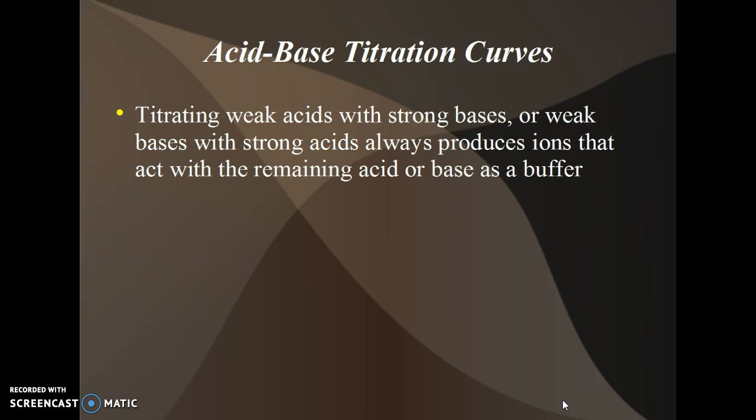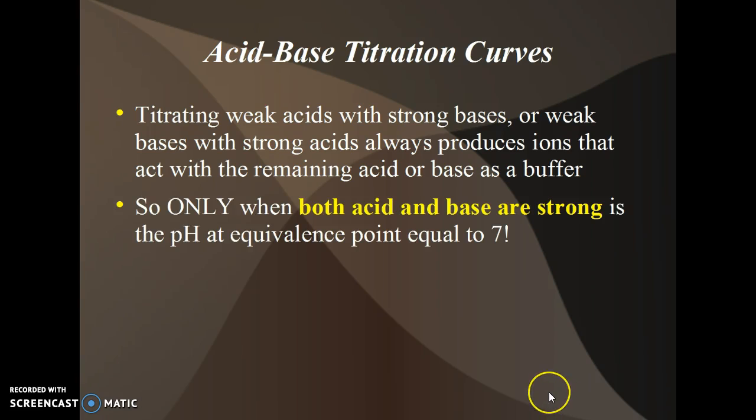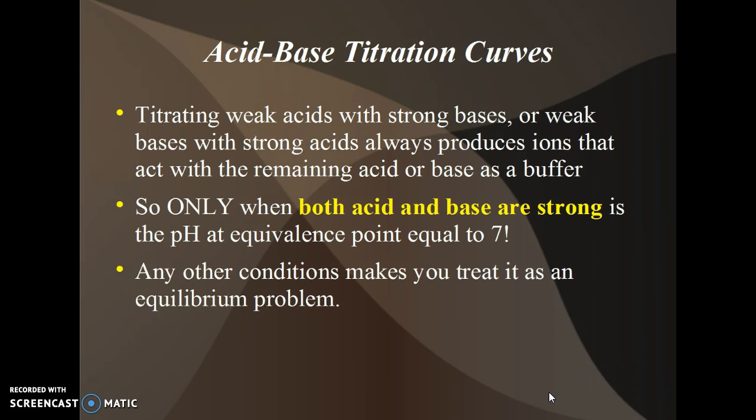Titrating weak acids with strong bases, or weak bases with strong acids, always produces ions that act with the remaining acid or base as a buffer, as something that resists pH change. So only when both acid and base are strong is the pH at the equivalence point equal to 7. That's something worth remembering. So hydrochloric acid and sodium hydroxide will react and give you an equivalence point at a pH of 7. Any other conditions make you treat it as an equilibrium problem.